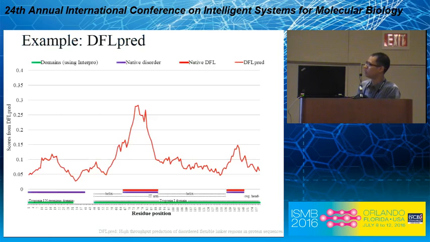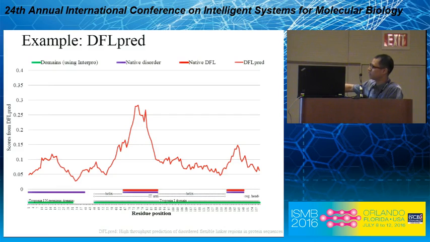Now I will demonstrate our prediction by using an example. This example concerns the troponin I protein, and I'm looking at the N-terminal of this protein. At the bottom, I have the residue number. This green line is the native annotation for protein domains, the purple line here is the native annotation for disordered regions, and the red line is the native annotation for the DFL regions, which we want to predict.